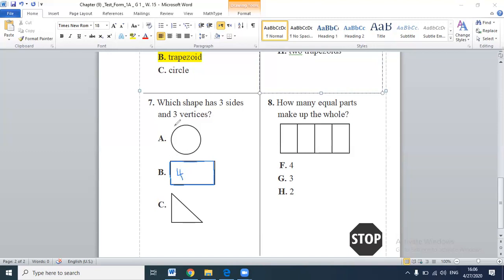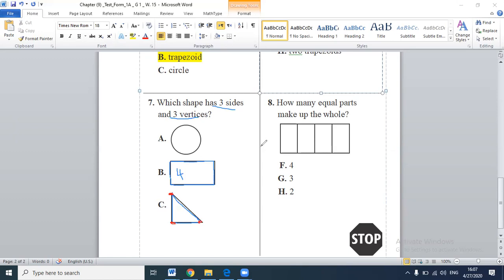But the question asks about three sides and three vertices. Here I have this. So I have one, two, three sides. Who can tell me where the vertices are for the triangle? The vertices here: one, two, three. Yes, three sides and three vertices. So the answer is letter C.